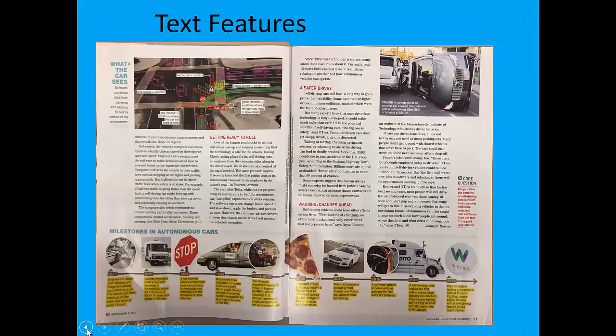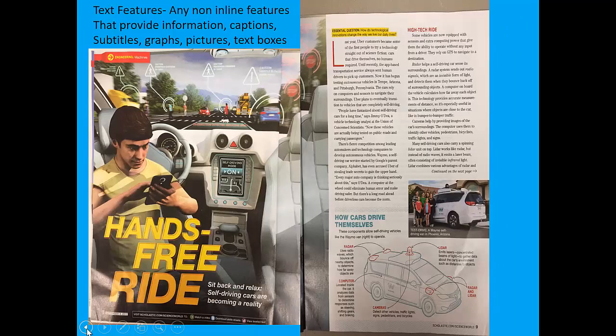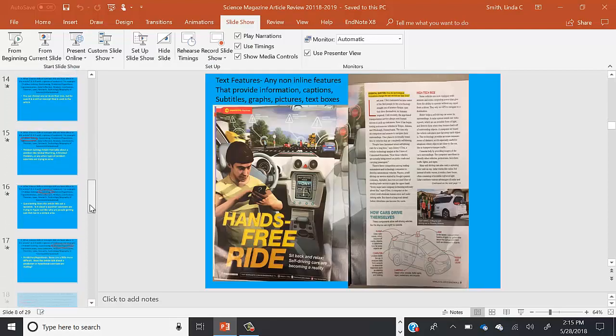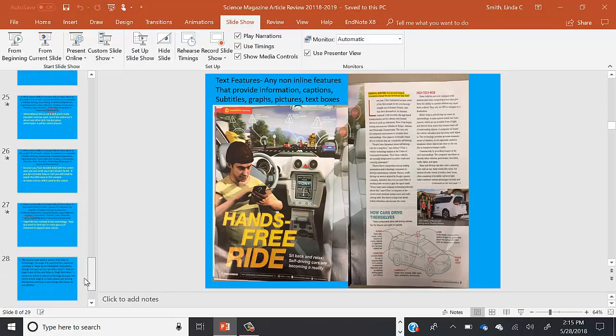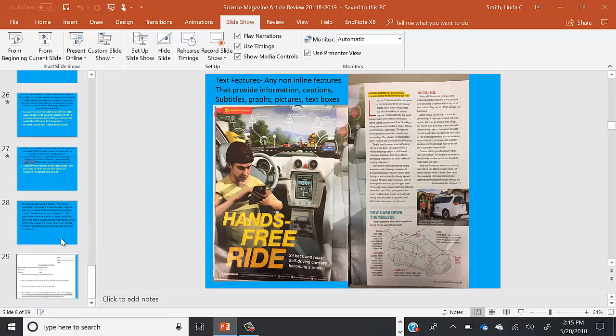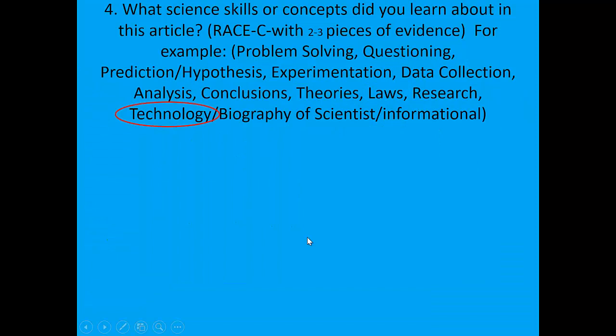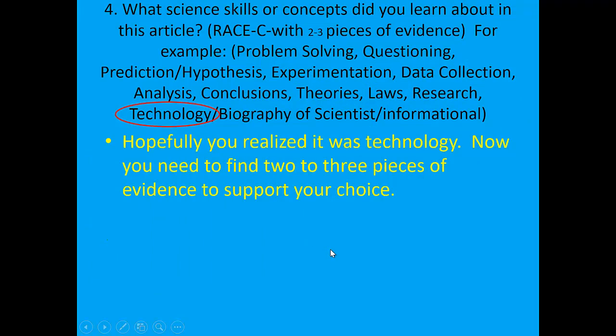Just so you remember, hands-free ride. Just to make this go a little quicker, we'll get to the end this way. So what kind of article was it? Hopefully, you picked technology. So now you'll need to find 2 to 3 pieces of evidence to support your choice.